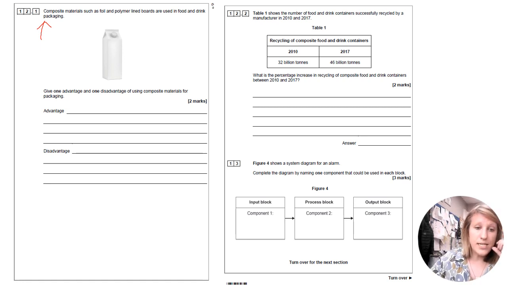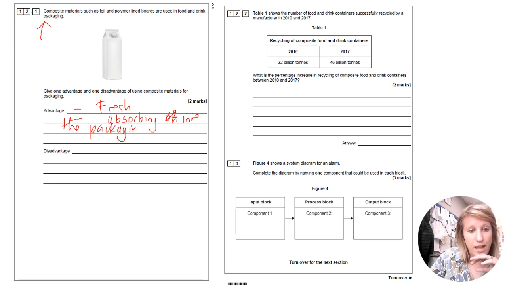So an advantage of this is it's going to keep the food inside quite fresh, and it's going to stop the liquid or food absorbing into the packaging. I'm just going to kind of bullet point here. You would obviously need to write a little bit more. So keep the food fresh, stop it from spoiling, and obviously stop it absorbing into the packaging, which could cause it to be damaged and to weaken. So those are 2 points that I would put.